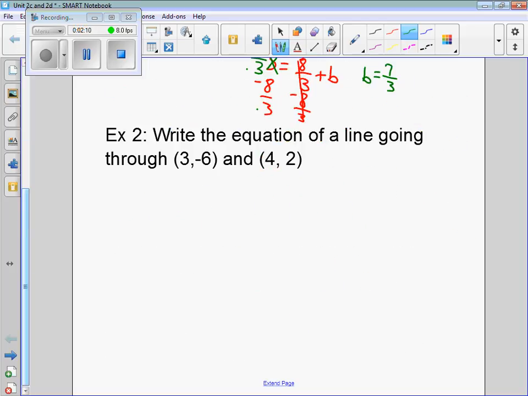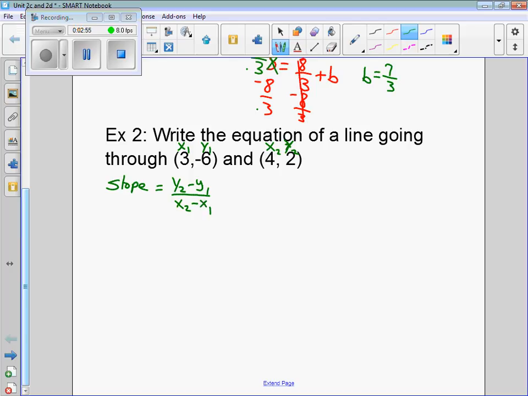So for number 2, we're going to write the equation of a line going through (3, -6) and (4, 2). First thing, find the slope. To do slope, we have 2 different points, 2 different coordinates, and we want to label them x1, y1. The reason they're 1's is because this is the first coordinate. It doesn't really matter which one you choose, just one we have to choose. Since (3, -6) is the first coordinate, (4, 2) is our second coordinate, that's why we have little subscript 2's there. Slope formula, y2 minus y1 over x2 minus x1.